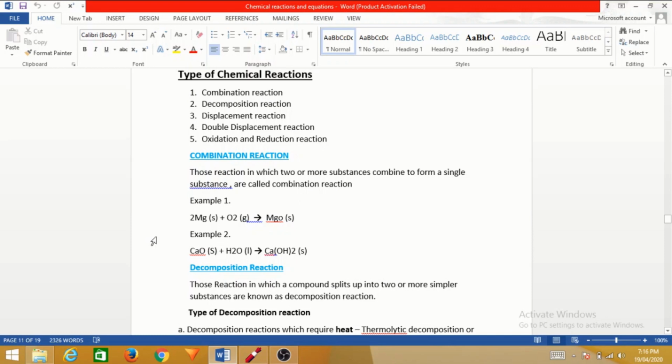We have two examples here. In the first one you can see that magnesium reacts with oxygen to give MgO, that is magnesium oxide. What is magnesium? An element. What is oxygen? Another element. So two elements react with each other to give a compound.